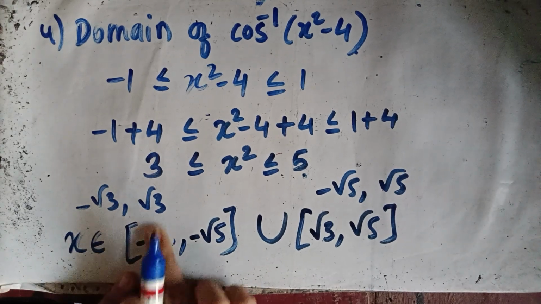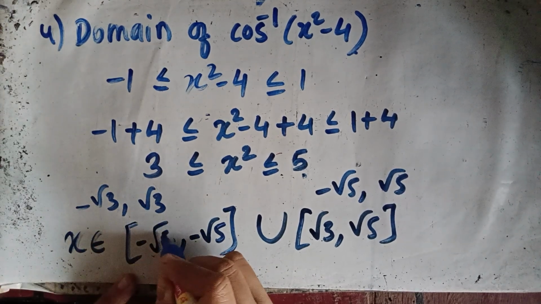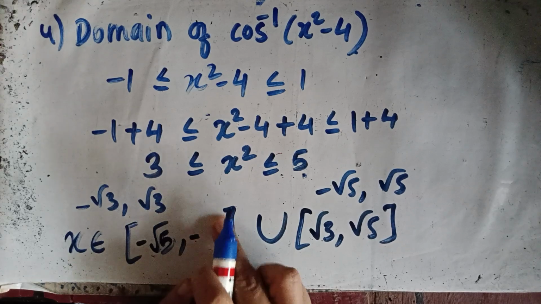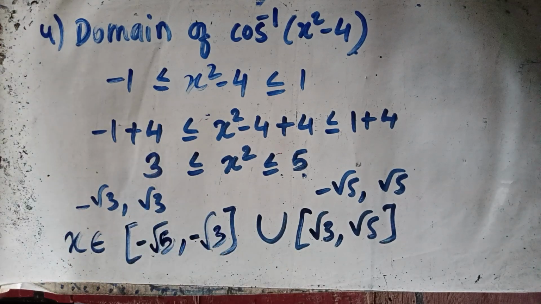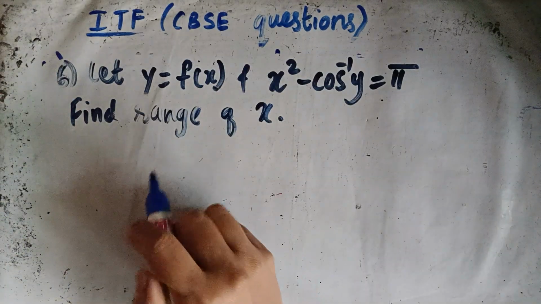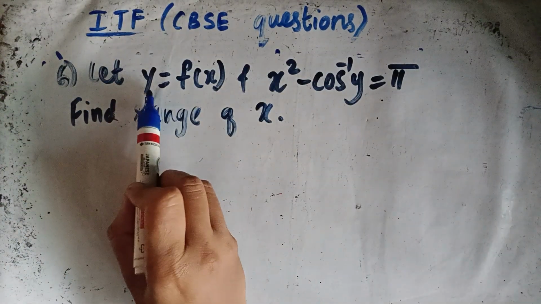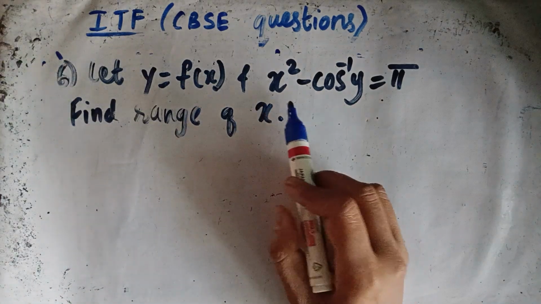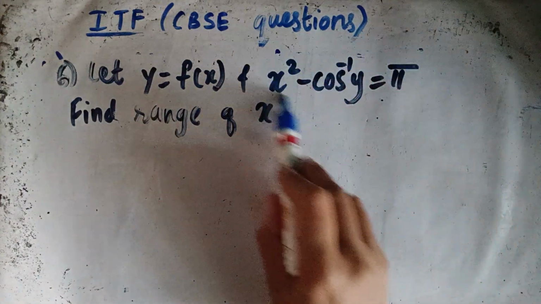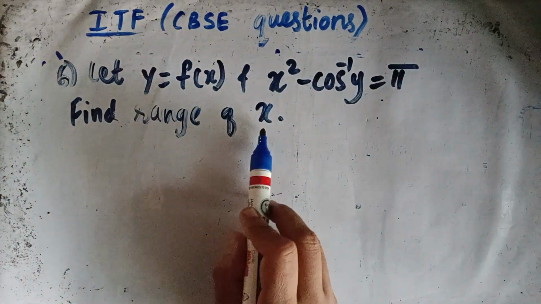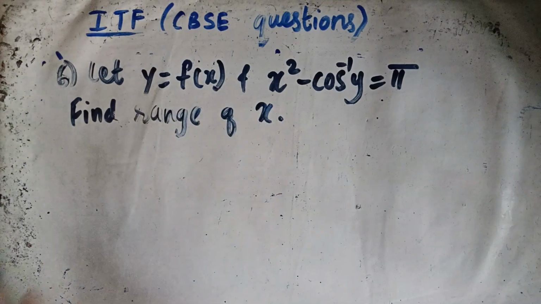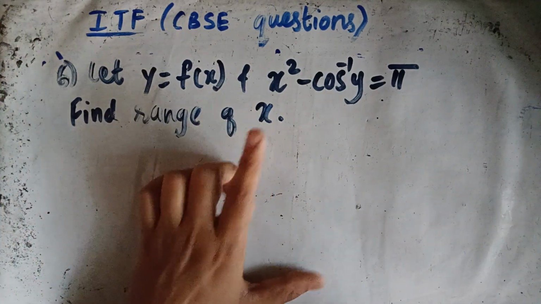This is minus root 5, which is a smaller number. Okay, let's solve this. So here the function is defined as y is equal to f of x. Okay, and this equation is given. You have to find the range of x. That is, you have to find the intervals in which this x belongs.